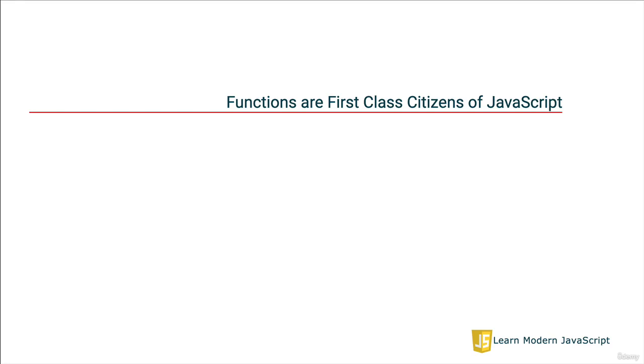Earlier in this course, I talked about how objects are everywhere in JavaScript. With the exception of primitives, everything else is an object. So as we discussed at that time, functions are objects. The fact that functions are objects is such an important feature. It leads to functions being first-class citizens in JavaScript.